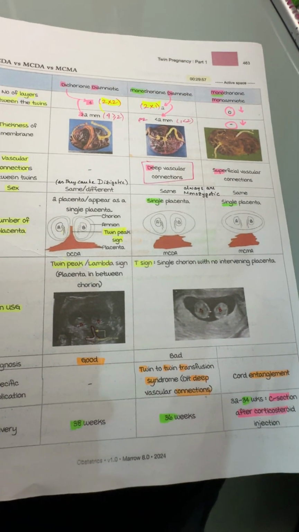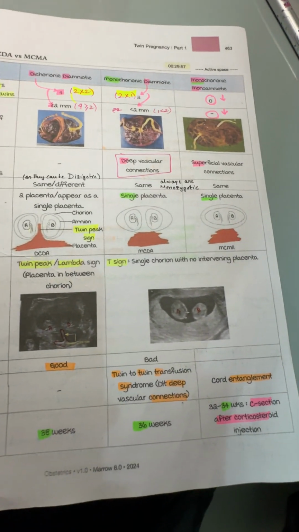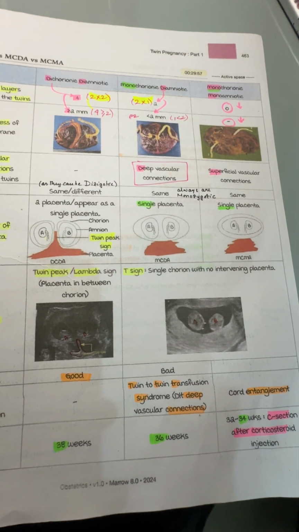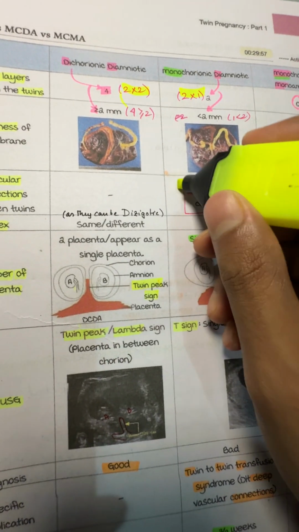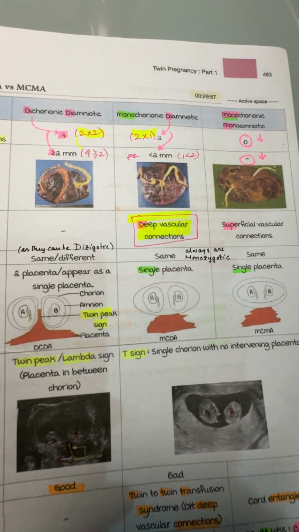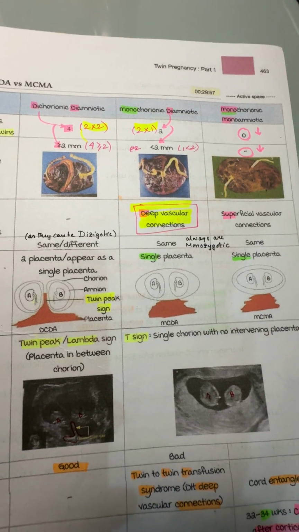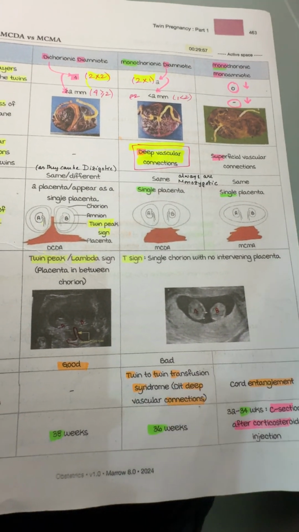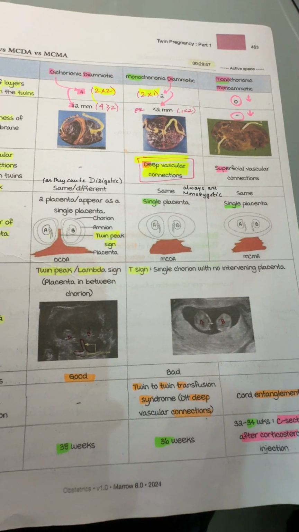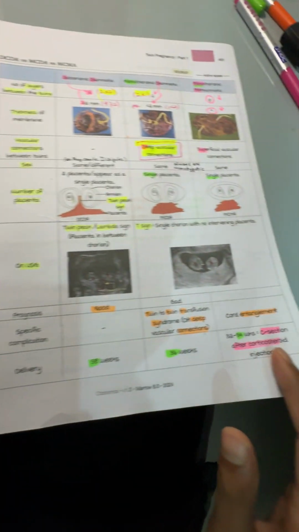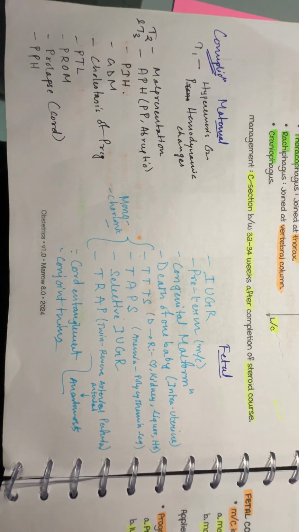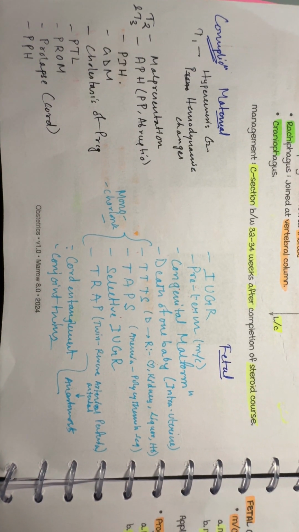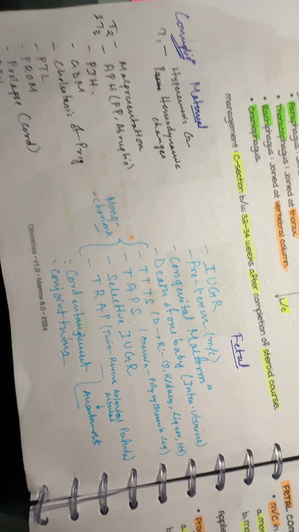Now, the twin peak sign or lambda sign is seen in DCDA, and the T sign is seen in MCDA and MCMA. One important thing is deep vascular connections. This whole thing is very important in MCDA. Most commonly, twin to twin transfusion syndrome is seen in MCDA, and cord entanglement is mostly seen in MCMA. Now, complications. It's the important part of the question.